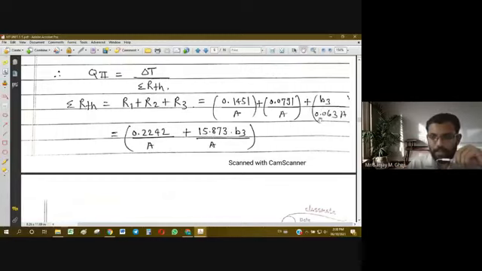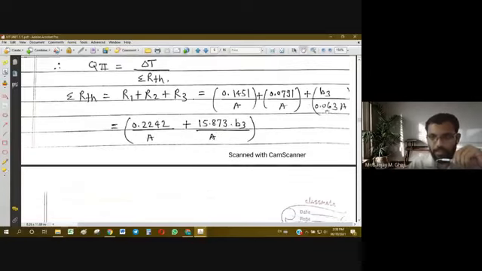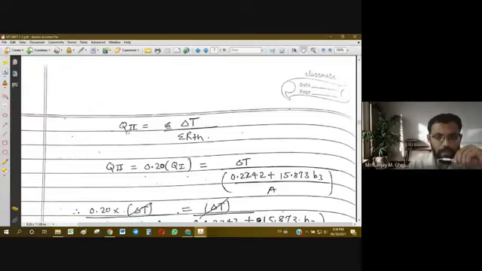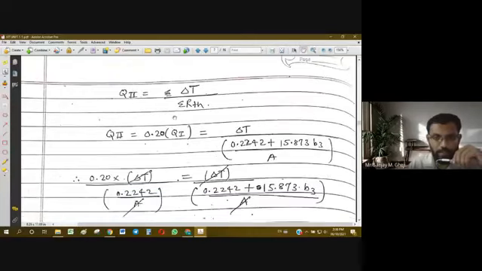The reciprocal of this, 0.1 upon 0.063, is 15.873. Take the reciprocal of this, you get this value in the numerator. So thermal resistance for the second case is this much. Now heat transfer rate Q2 is equal to delta T upon summation R thermal. Now heat transfer Q2 in the second case is 20% of the first case.